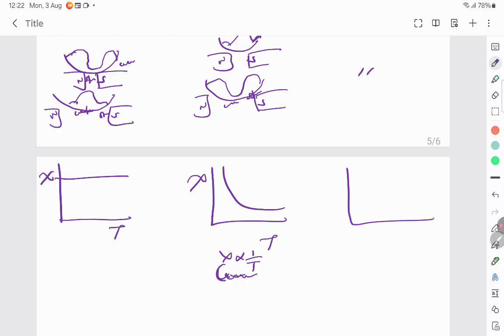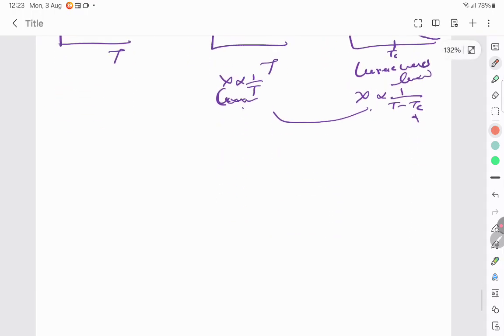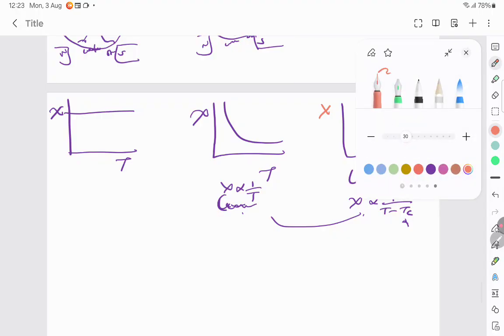But ferromagnetic obeys the Curie-Weiss law. What is the Curie-Weiss law? Susceptibility is inversely proportional to T minus Tc, where Tc is the Curie temperature. There is a temperature called Tc above which it will obey, but below which it will not obey Curie's law. It only obeys the Curie-Weiss law, where the susceptibility is becoming infinity and it behaves like a permanent magnet, which I'll explain later. So let's memorize this graph.